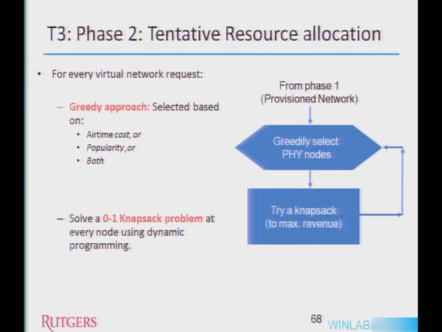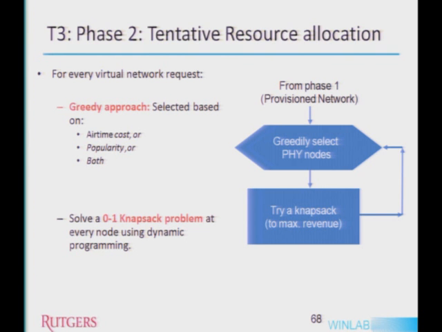The second part is the mapping part. One approach would be to try all combinations of input and check them on every node and see if that works. But instead of that, we are using a greedy approach. So what we do is we select a physical node which is suited to us based on the least airtime cost, or based on popularity, because popularity is a metric which indicates it can generate revenue, or a function of both of these.